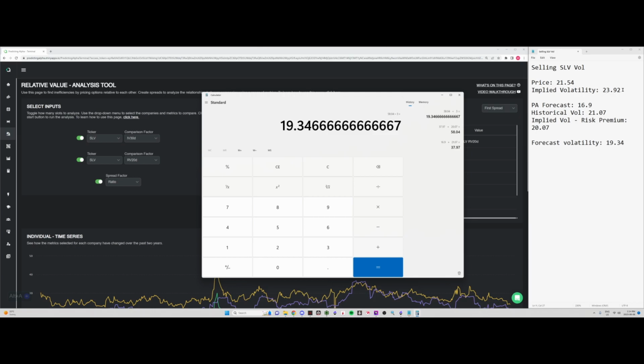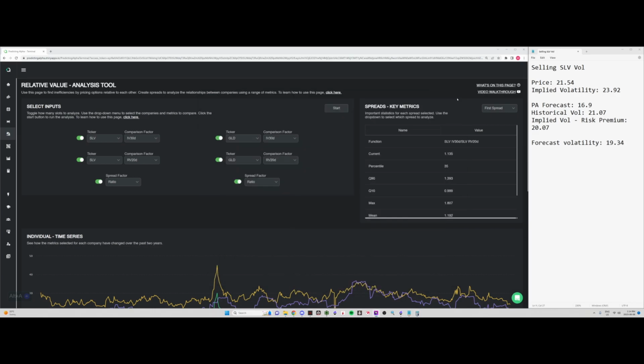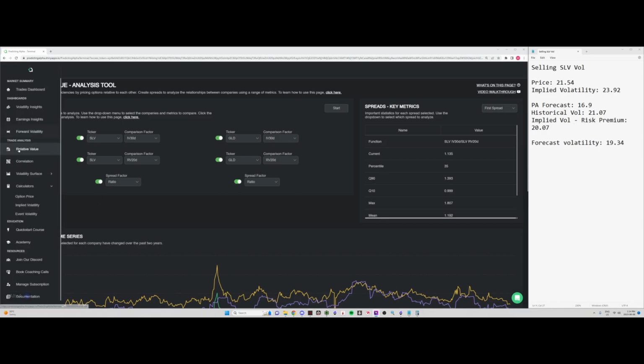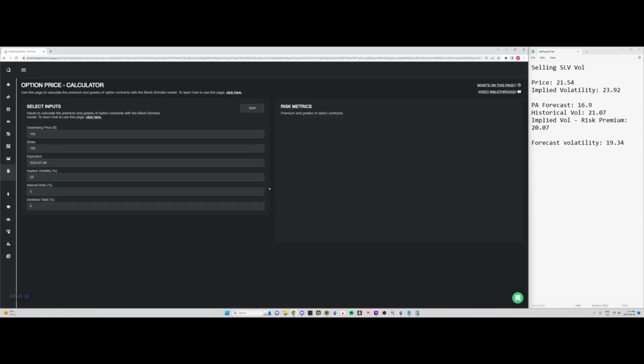So we have an implied vol of 23.92. We have a forecast vol of 19.34. That tells us we have about 4 points of edge when selling the options. So what we're going to do is turn that 4% in edge into actual dollars, because that's what we really care about. The landlord doesn't accept percentages for rent, so I'm not going to do that either.